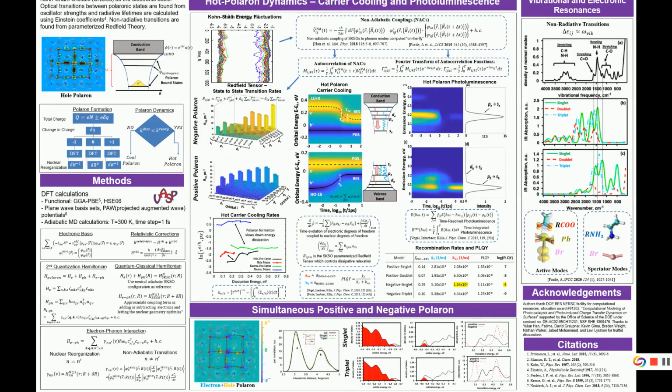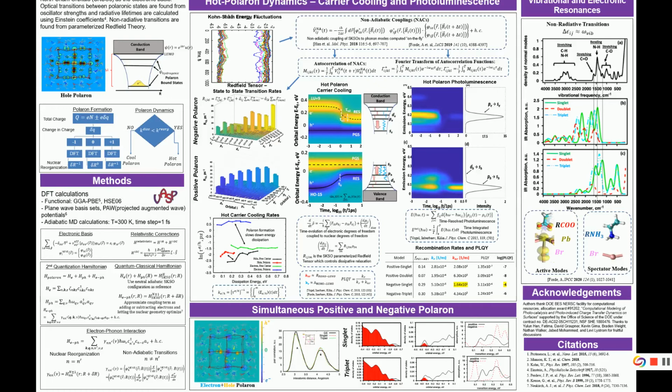And just looking at these Redfield tensors, which describe the rate of transition, the main feature when comparing these two is that the negative polaron has lower intensity rates compared to the positive, and there's less spreading along the diagonals. So that indicates that for the positive polaron, more non-radiative transitions are possible, so it should show quicker non-radiative cooling compared to the negative polaron. And then when we run the dynamics for our system, we do see that.